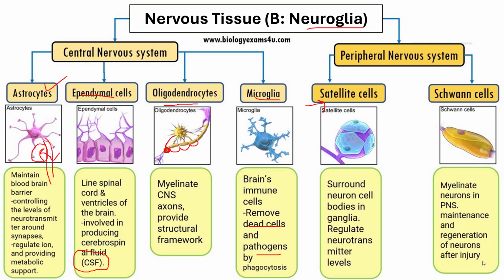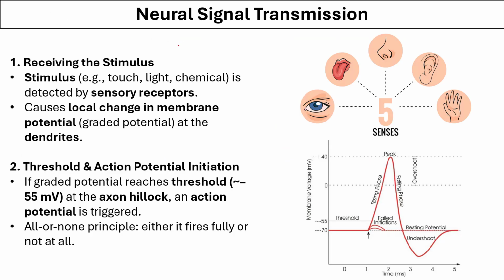And the last cell we are going to talk about are Schwann cells, and these cells also create myelin sheath, but we'll learn what is the difference between central nervous system and the peripheral nervous system. So oligodendrocytes make myelin sheath in central nervous system, and Schwann cells make myelin sheath in the neurons of peripheral nervous system. So now we'll study how a neural signal is transmitted.